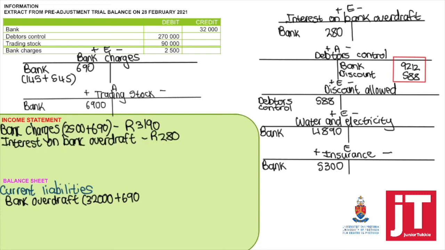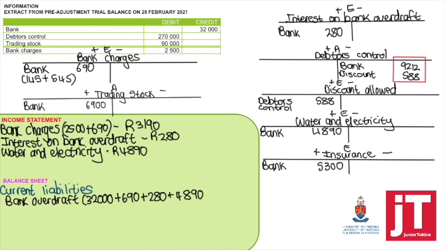Interest on bank overdraft, there was no total from the pre-adjustment trial balance. So in my income statement, 280, and I'm going to add it to the bank overdraft. Water and electricity, there was no total from the pre-adjustment trial balance, so my total expense is 4,890. In my current liabilities in bank overdraft, we're going to add the 4,890.